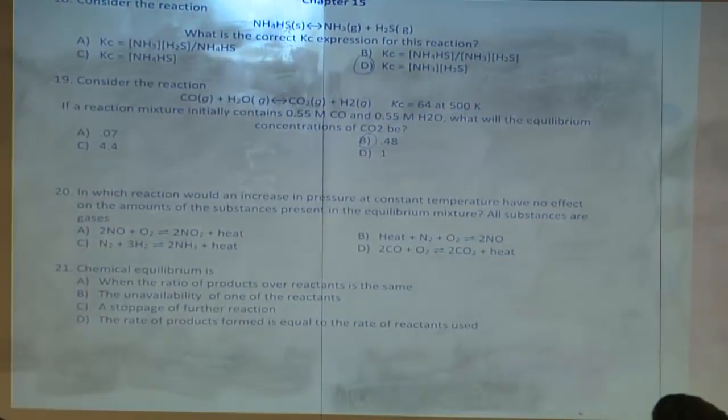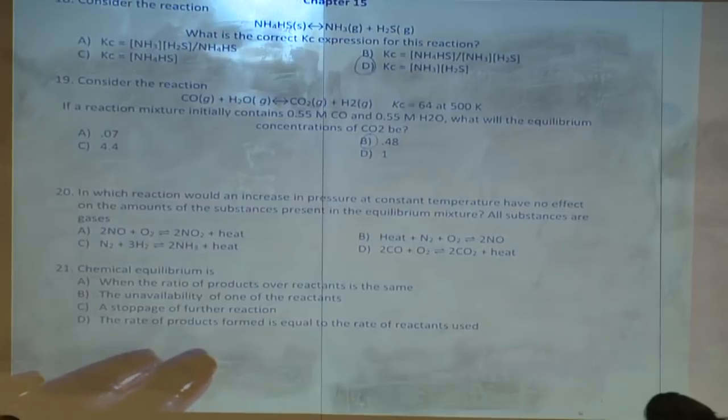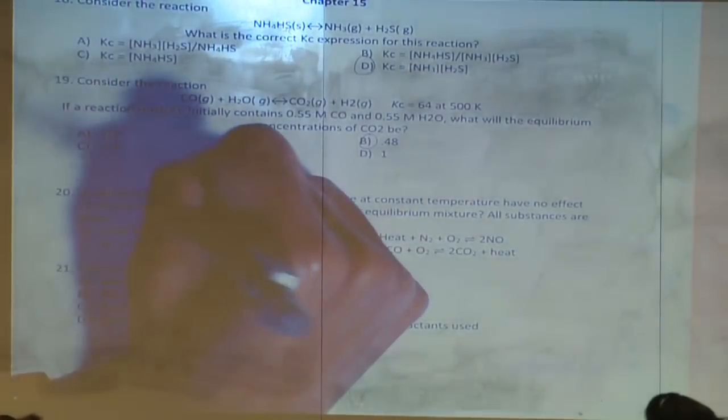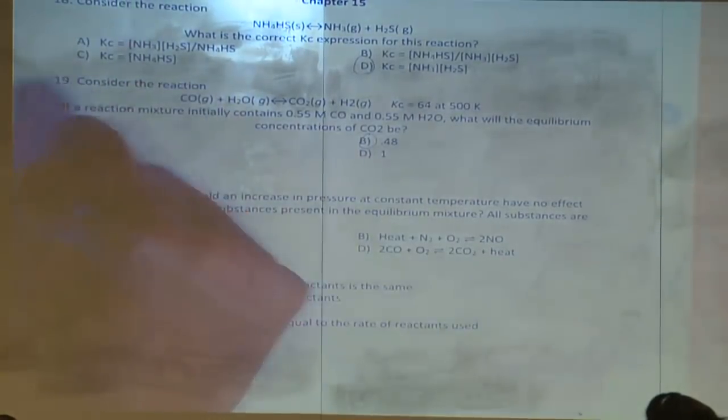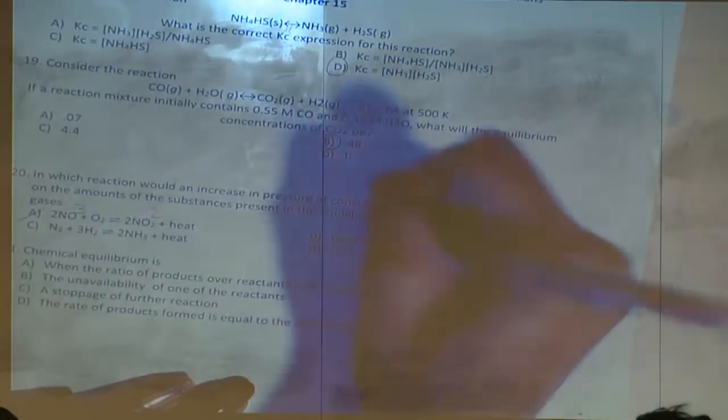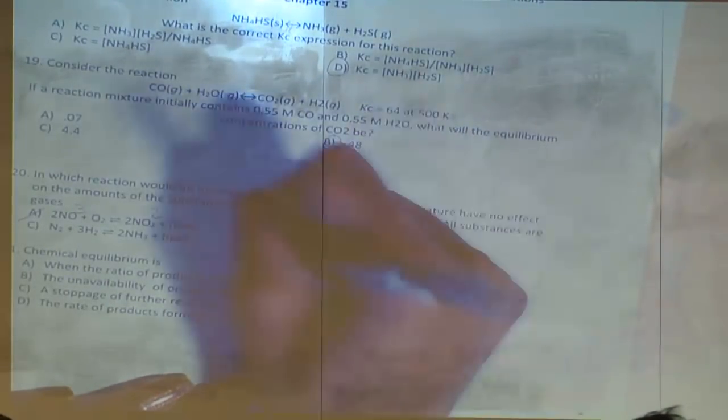Now, 20 says, which of these situations will increasing the pressure have no effect on the amount of substance present in the equilibrium? This has to do with moles of gas when you increase the pressure, but nothing's going to happen when the moles of gas are exactly the same on both sides. So we're going to look for one where the moles of gas are the same. For A, moles of gas on the left is 3, on the right is 2, so it's not A. For B, the moles of gas on the left is 2 and on the right is 2, so the answer is B.